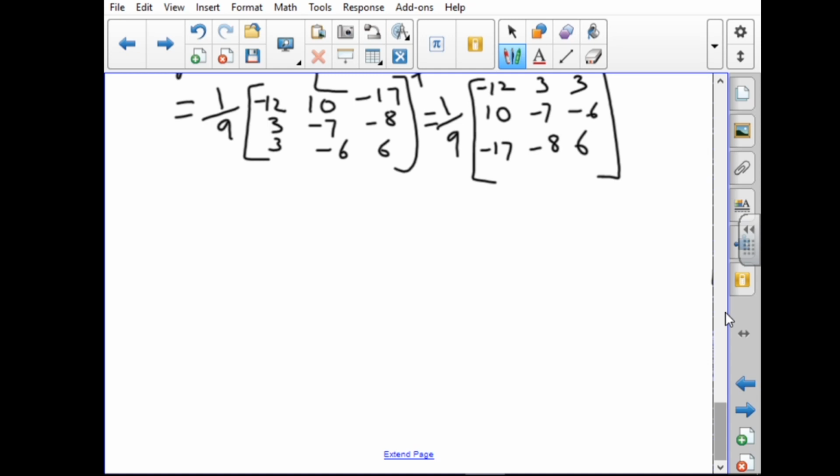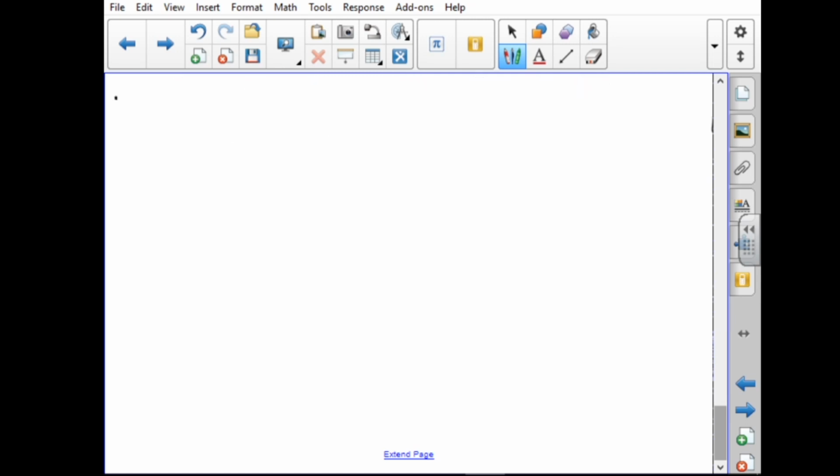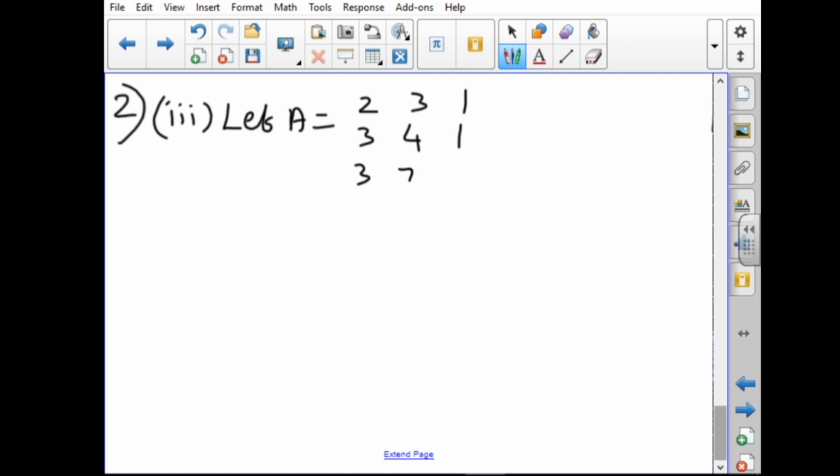Now coming to the second question, question number 2. Find the inverse, if it exists, of the following. We will do the third subdivision here. So let A be equal to the matrix [2, 3, 1; 3, 4, 1; 3, 7, 2]. So this is A, and we have to find the inverse of this.